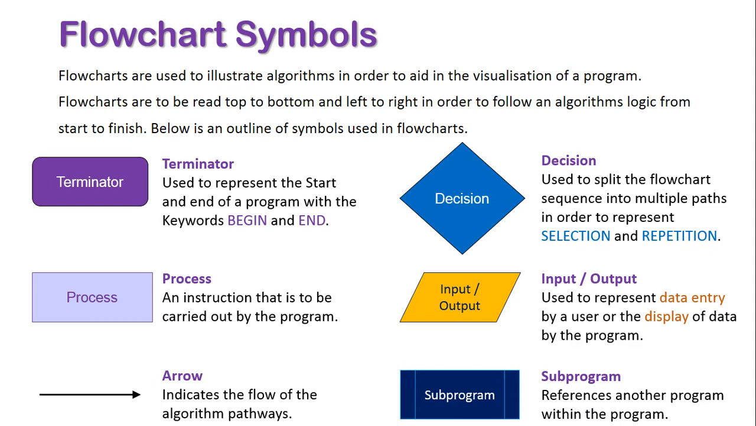So I hope this gives you an understanding of the different flowchart symbols used in order to represent programs graphically. Essentially, we have a terminator for beginning and ending our program, a process for representing the different instructions within a program, an arrow showing the direction of the flow of the program, a decision used for splitting paths down different routes for selection and repetition, the parallelogram for input and output of data for the user, and a subprogram which references another actual program.